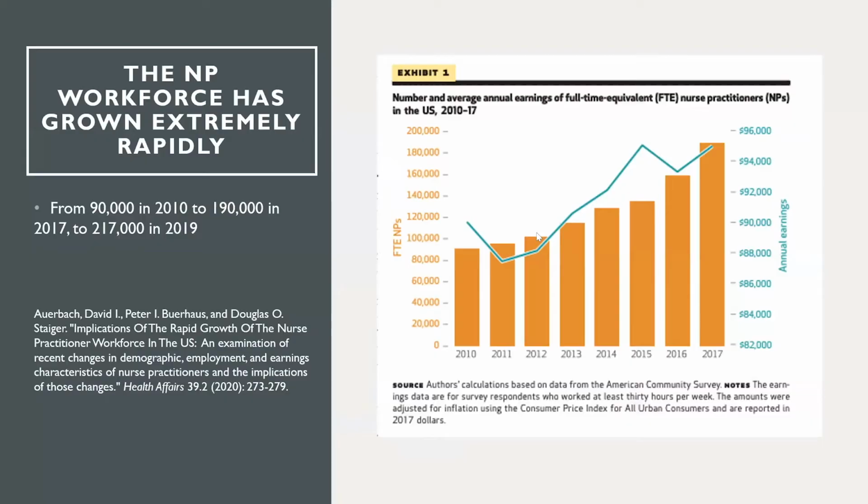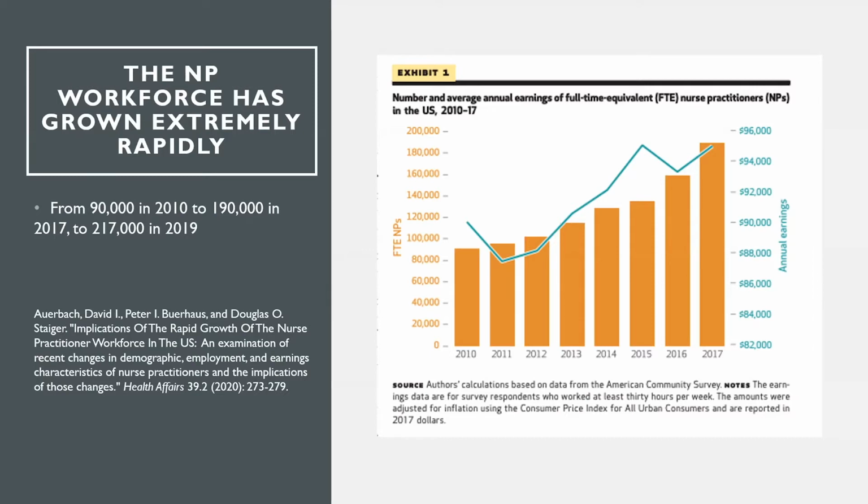Okay, let's go ahead. So with a little bit of background, this is from a paper we published in Health Affairs earlier this year, showing, as I think we all know, that the nurse practitioner workforce has been growing very rapidly. We show here that from 2010 to 2017, supply increased in terms of full-time equivalents from 90,000 to about 190,000. And I just updated that data yesterday with the 2019, and it continued to increase to about 217,000.